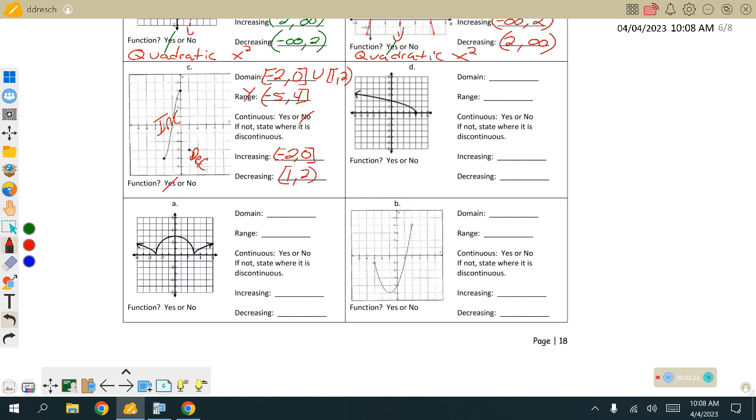Yeah, I heard somebody say 1 to 2, and same thing there. All right, let's go with one more here, and then we're going to flip it. Letter D. Letter D there. Function, yes, no? Yes. Now, we've talked about this graph before.